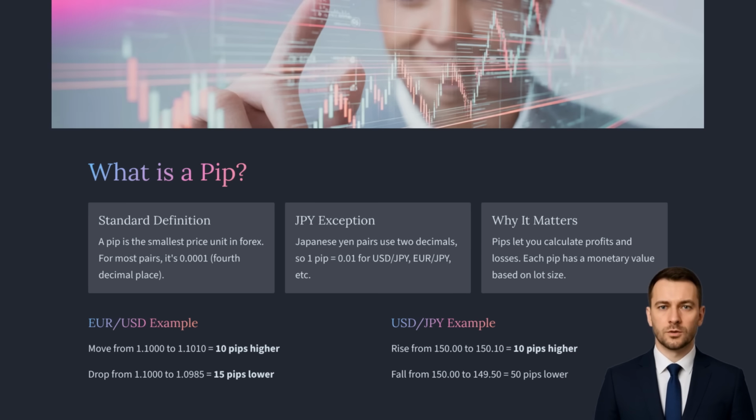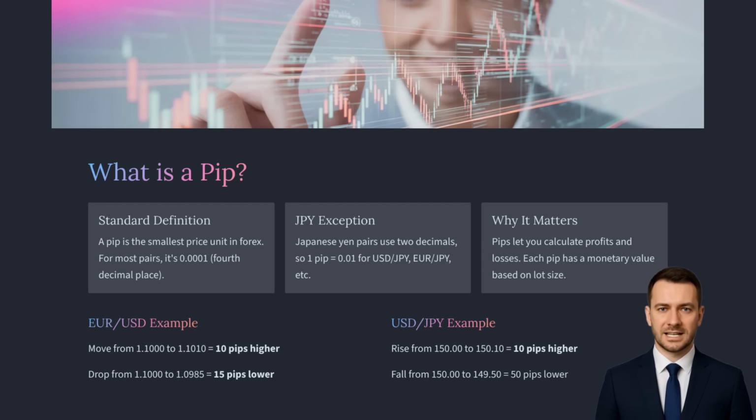A pip, short for percentage in point, is the smallest unit of price change in the Forex market. In most currency pairs, a pip is a movement in the fourth decimal place, equal to 0.0001, which is 1/100th of 1%. For example, if EUR/USD moves from 1.1050 to 1.1051, that 0.0001 rise in price is 1 pip. Pips are the standard measure to quote exchange rate changes. You'll often hear traders say things like, "I made 20 pips on that trade," meaning the price moved 20 pips, 0.0020, i.e. 0.2% in price, in their favor.